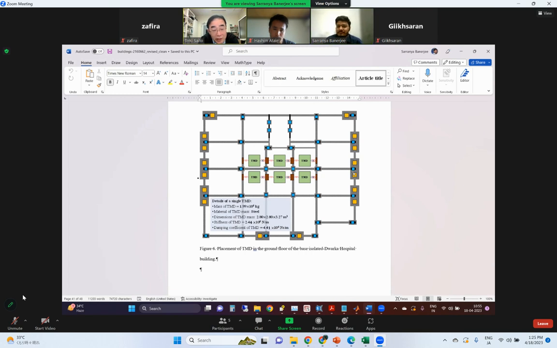Is this TMD only in one direction? Yes, this study was only conducted in one direction. However, for two directions, similar stiffness and damping elements could be arranged in the opposite direction, and guide rails could be provided for the bi-directional response. Okay.